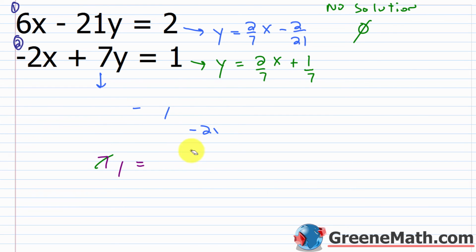And I want you to look at this real quick. We know that we have parallel lines when what occurs? We have the same slope, but different y-intercepts. So in this case, the slope is 2/7 for each equation. And the y-intercepts are different. In equation 1, the y-intercept occurs at 0, negative 2 over 21. In equation 2, the y-intercept occurs at 0, 1/7. So, same slope, different y-intercepts, parallel lines, never going to intersect, so there's no solution. Okay, these are parallel lines.